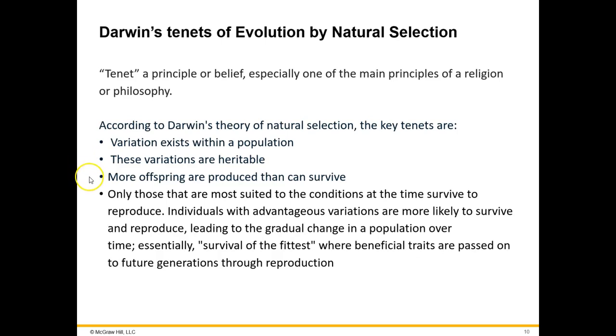The next tenet is that more offspring are going to be produced than can survive, and that's true for all species. And the next is that only those that are most suited to the conditions at that time are going to survive to reproduce. Individuals with advantageous variations are going to be more likely to survive and reproduce, which is going to lead to the gradual change in a population over time, which is essentially where the idea of survival of the fittest comes from, where beneficial traits are going to be passed on to future generations through reproduction.